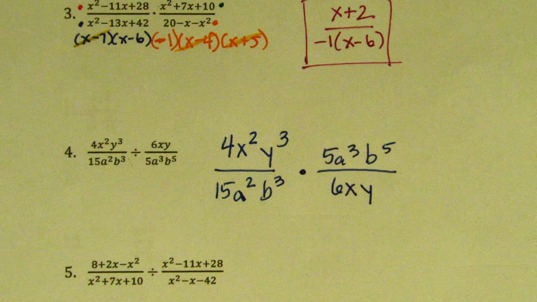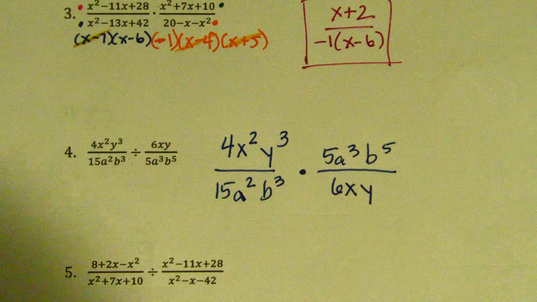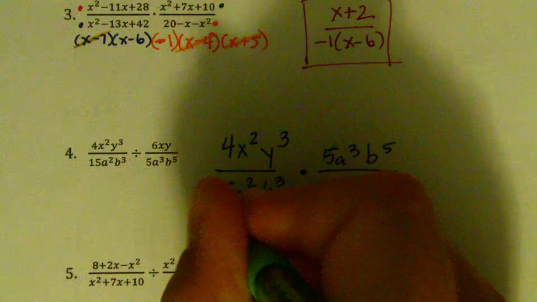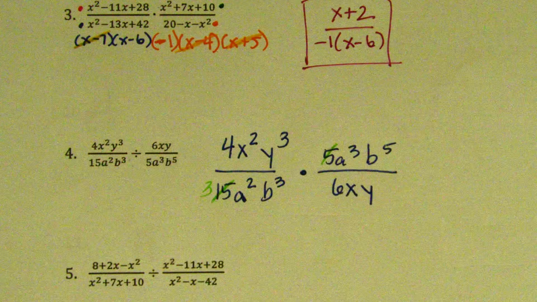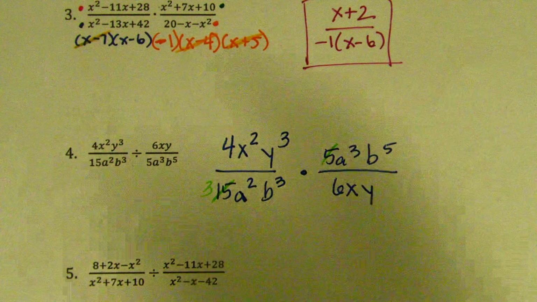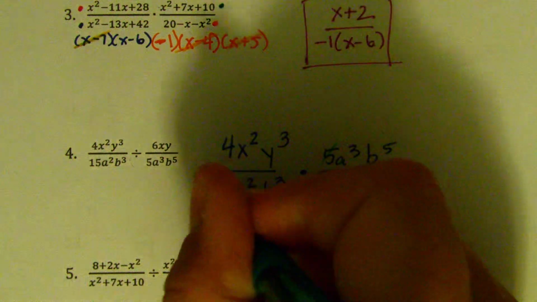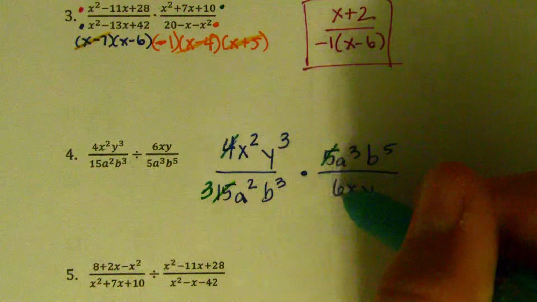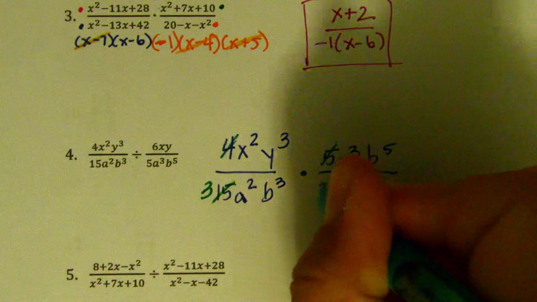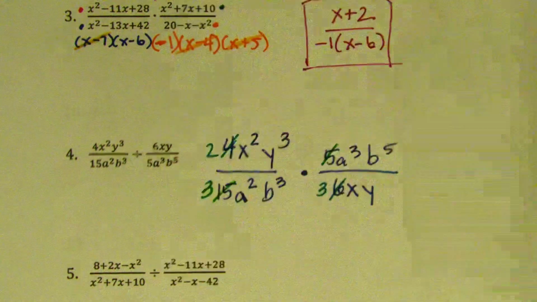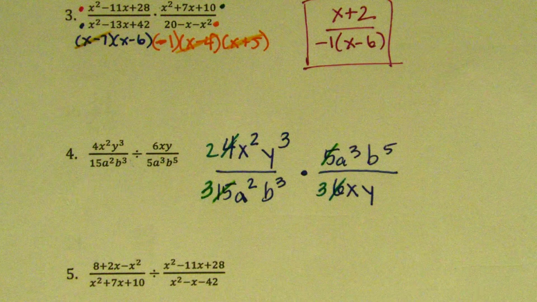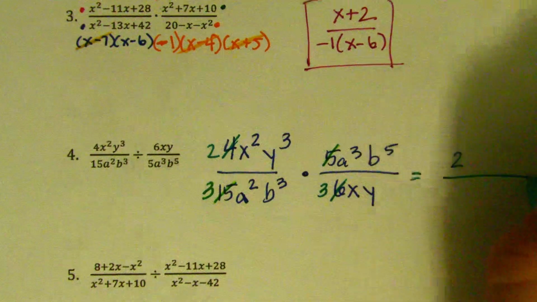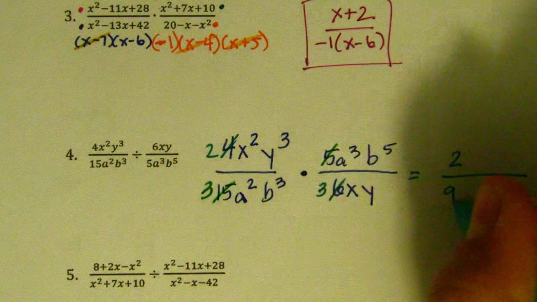And now I can go ahead and start canceling things out and reducing. 15 and 5 reduce, and this becomes a 3. I'm not sure if you can see that pen very well, so let me switch to another color here. 3, and we'll go ahead and cancel those out. 4 and 6 have a common factor of 2. This becomes a 3, and this becomes a 2. And there's nothing else as far as the numbers go to reduce. So on top, that leaves me a 2, and on bottom, 3 times 3 is 9.